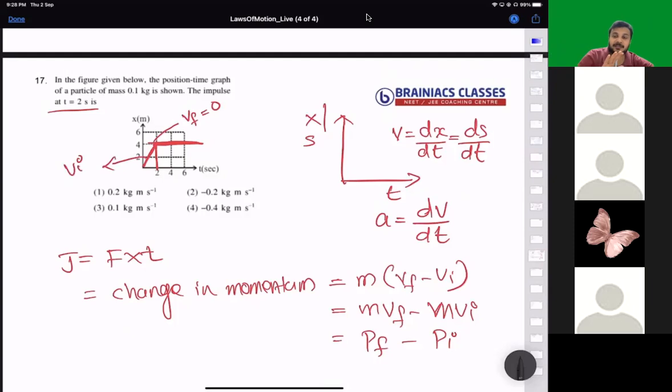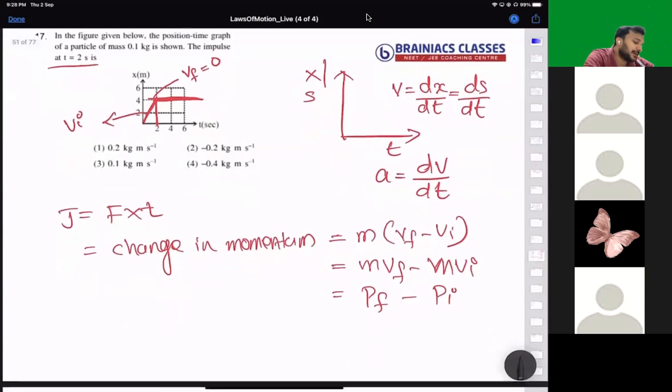From 0 to 2, the position is changing, so the position graph has a slope. V is equal to dx by dt, that's the slope, and that gives us the velocity. So we are going to find the initial velocity first. What is the initial velocity?